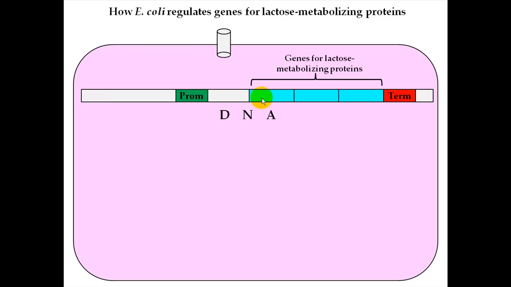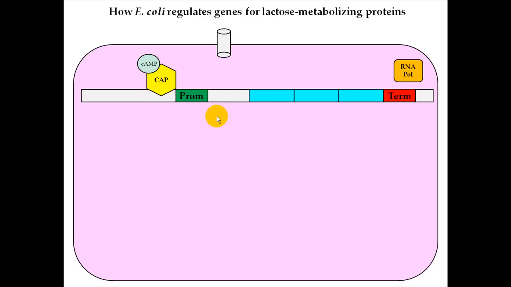One of the things that's needed in order to transcribe these genes is something called Catabolic activating protein, or CAP for short. And it turns out that in order for this CAP to work, it has to be attached to a cyclic AMP molecule. The reason why CAP is required in order for these genes to be transcribed is because CAP helps RNA polymerase bind to the promoter. And so you remember that after RNA polymerase binds to the promoter region, it travels down the DNA until it hits the terminator region where it falls off.